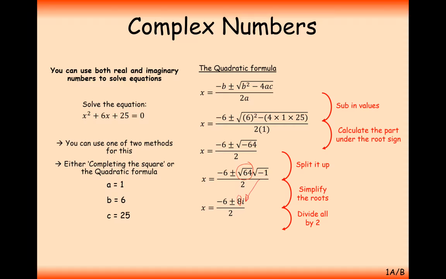And then you'll have a little sneak preview into how we divide by numbers here. You're going to divide the minus 6 by 2 and the 8 by 2. So your answer there is going to be minus 3 plus or minus 4i. So you've got two different methods there of solving quadratic equations where your answers are now going to be complex.